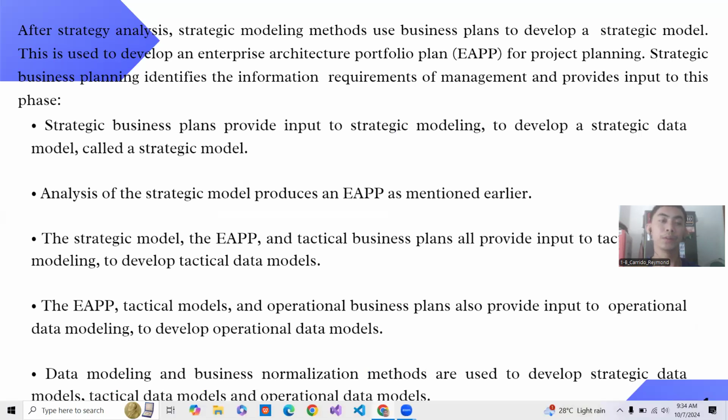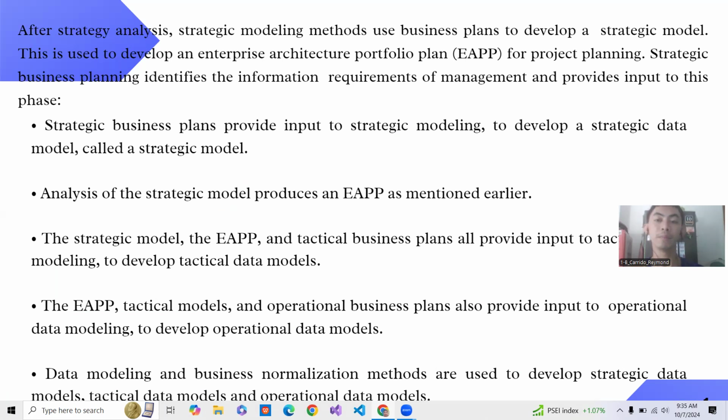So, after strategy analysis, strategic modeling methods use business plans to develop a strategic model. This is used to develop an enterprise architecture portfolio plan, or EAPP, for project planning. EAPP stands for Enterprise Architecture Portfolio Plan. Strategic business planning identifies the information requirements of management and provides input to this phase.